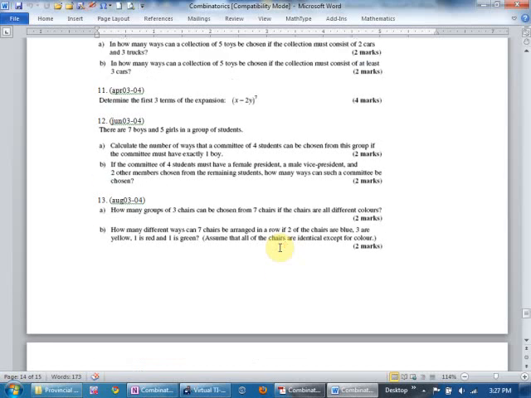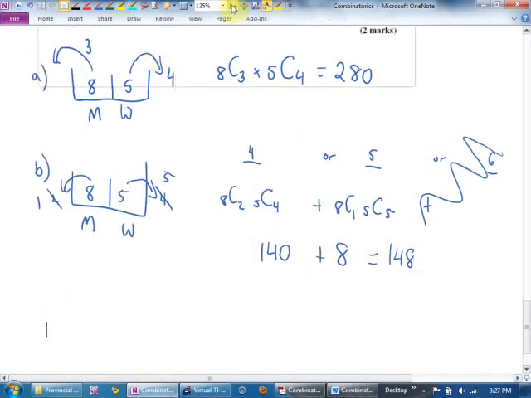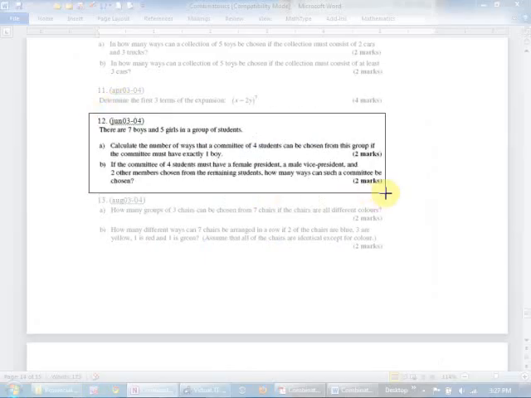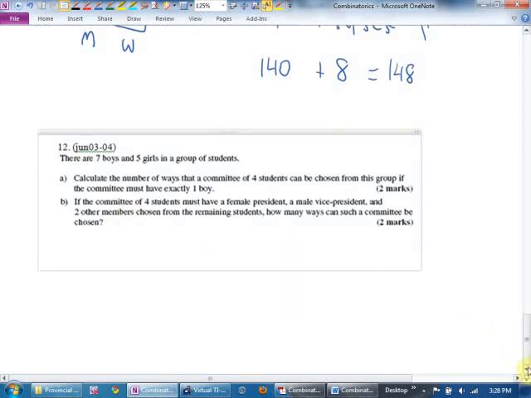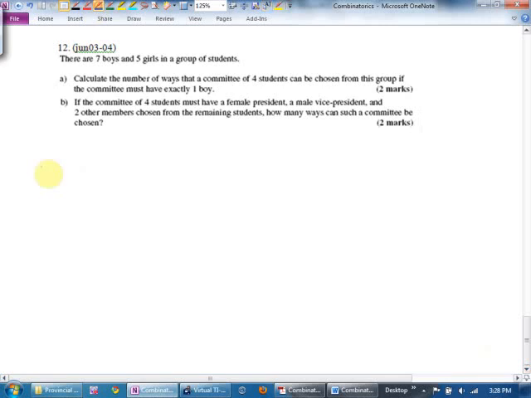Number 12, 7 boys, 5 girls. I think the first question is a choose, and the second question is a mixture. Why do I think the second question has a permutation aspect to it? They're mentioning positions. So let's try 12. Try A on your own. I'll do it up here. I'll freeze the screen, although the video people at home won't get the frozen screen. They'll get to see me working and cheat.